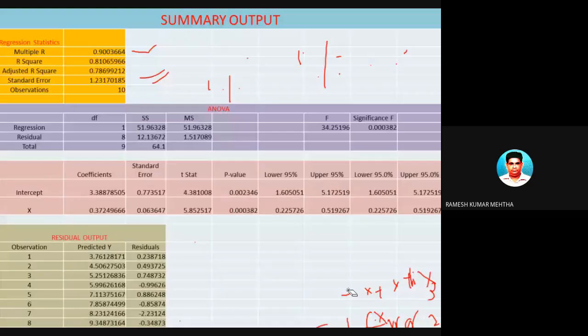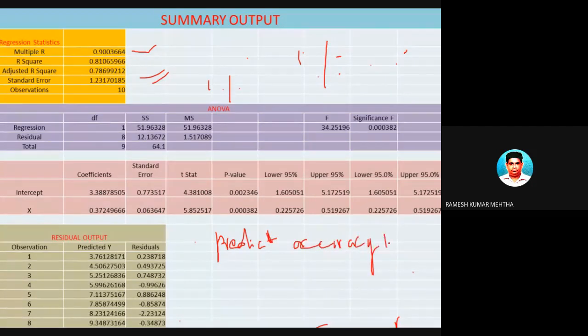Okay, just a moment. I am erasing. Now, for example, if you are able to predict the future more accurately, then it's a very good model, we call it. So what is the accuracy? 100% accurately you are predicting, 90%, 80%, and another example is 70% or 60%.